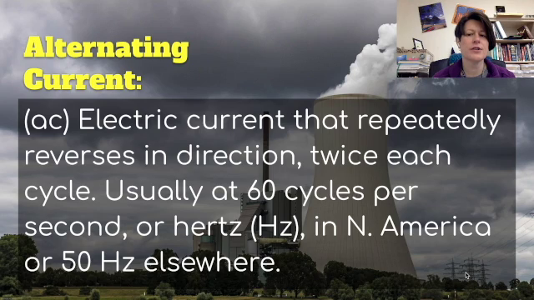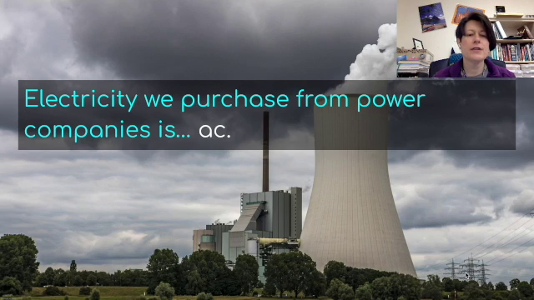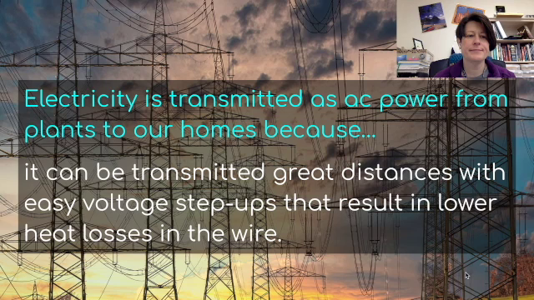Alternating current is electric current that repeatedly reverses in direction twice each cycle, usually at 60 cycles per second or hertz in North America or 50 hertz elsewhere. So the current is not moving in one direction, it's actually moving in both directions and cycling back and forth. Electricity we purchase from power companies is AC, it's alternating current.